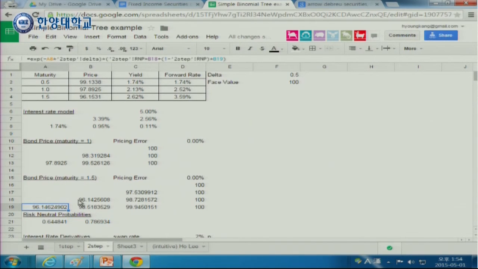From here to here we use this risk neutral probability, and from here to here we use this other risk neutral probability. So basically, using this one, we match this one. This one is known, and now using this tree we calculate this one. And then using this one, we can calculate everything else. So any other question?